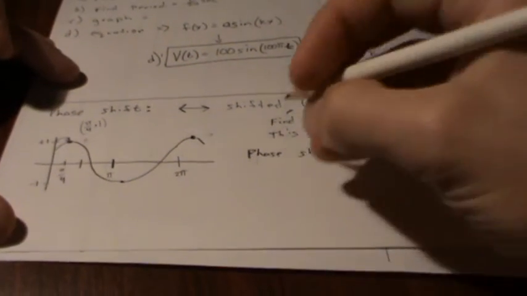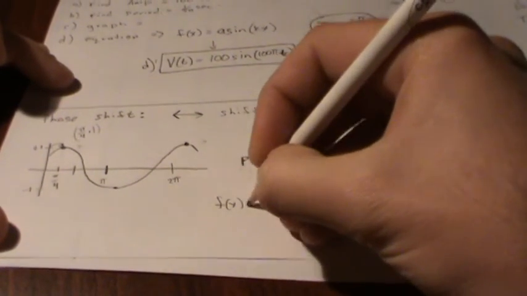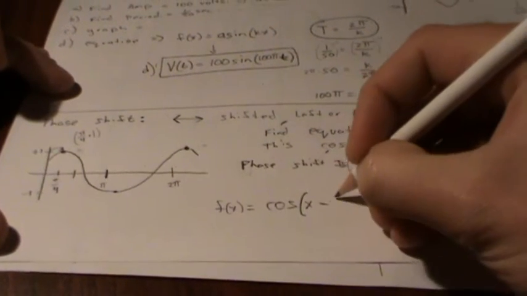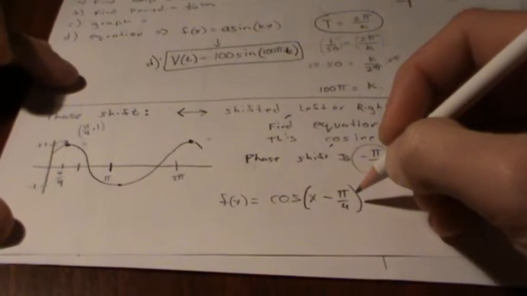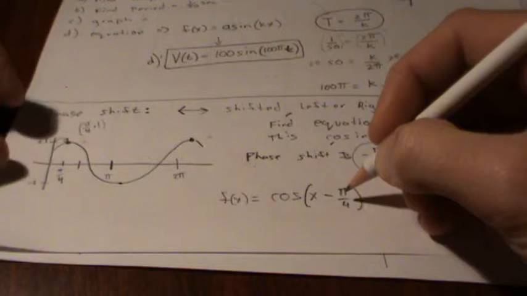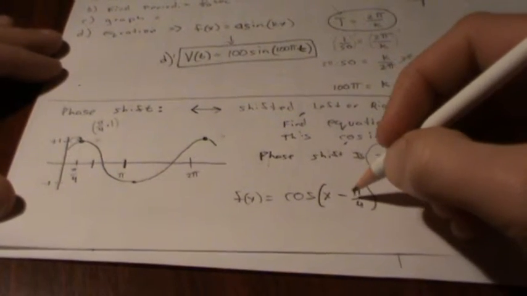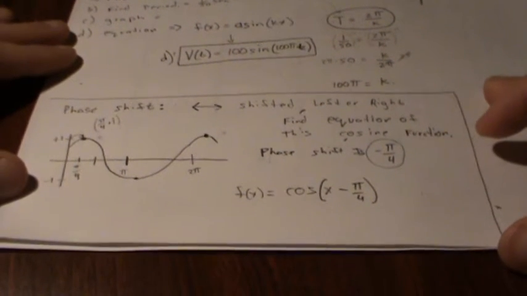number in the equation. So to find my equation, it's f of x is equal to cosine of x minus pi/4. And this is the phase shift. What this does is this will shift it over pi/4. And so this is how a phase shift gets equated to the graph.